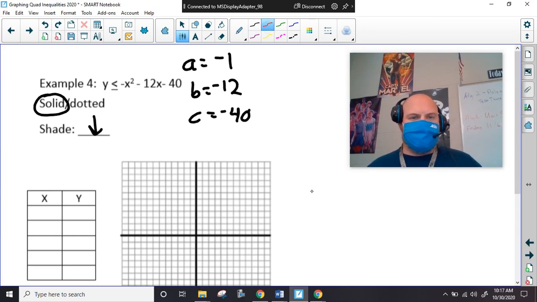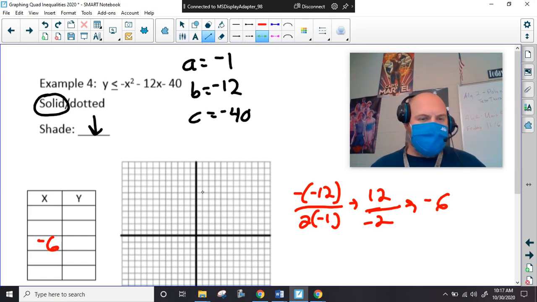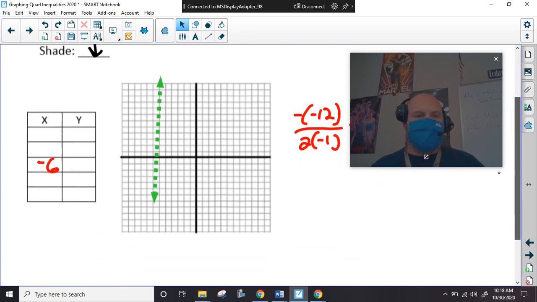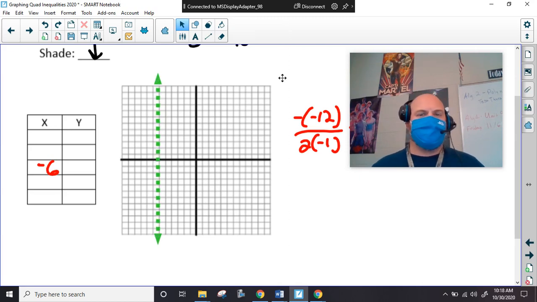All right, so for my axis of symmetry, this is negative times -12, 2 times -1 over -2. All right, so I get -6 as my AOS. 1, 2, 3, 4, 5, 6. Wait, is that right? 1, 2, 4, 5, 6. Okay. Wow. That's an awesome straight line right there. Only I can mess up making a straight line using technology tools.